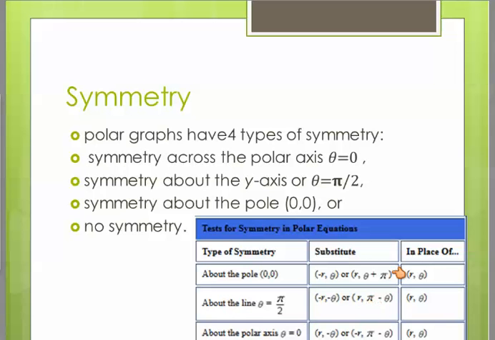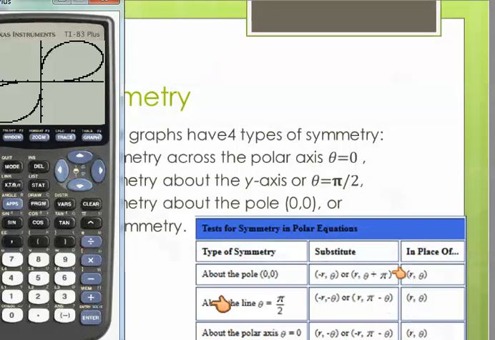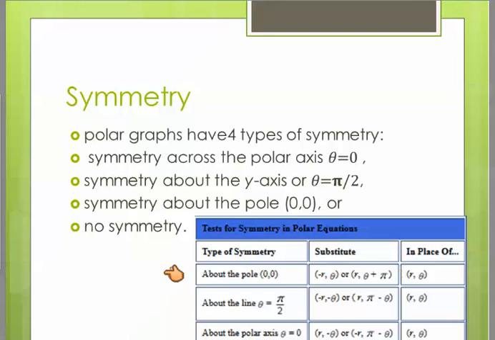If you're looking at something that's going to have symmetry across the y-axis, going up and down here, what you're looking to do is replace r and theta with negative r and negative theta. This one does not have symmetry that way. I can't replace the r with a negative r and have it come up with the same theta. So remember, there are four different types of symmetry.